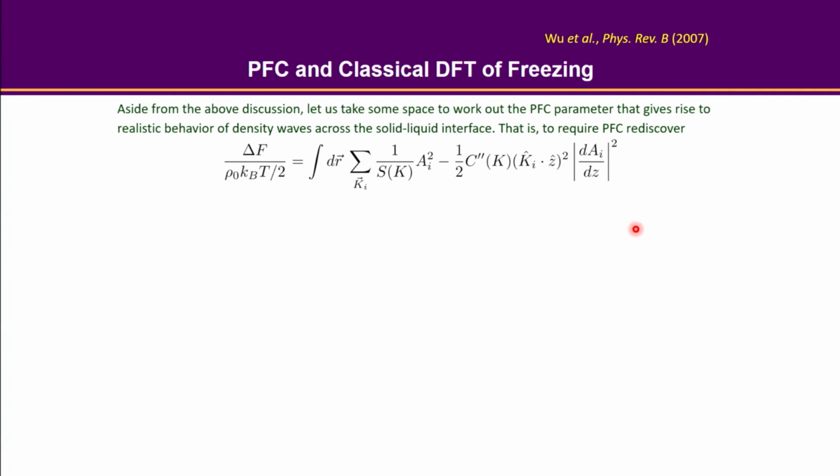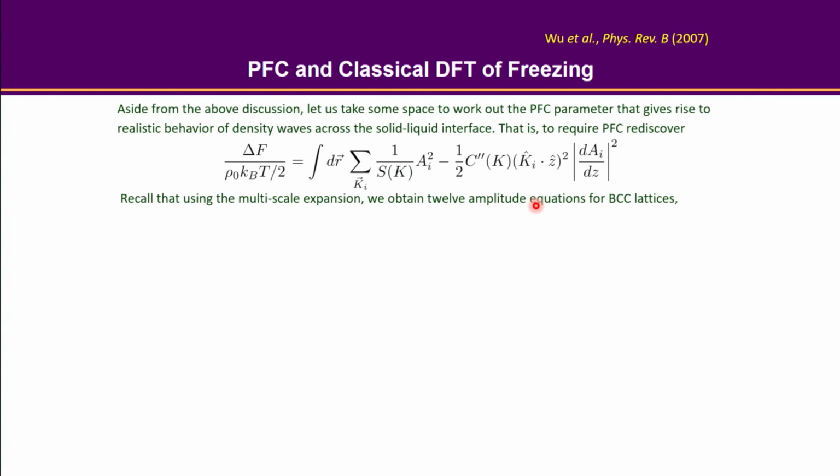Why epsilon has this relation, something divided by S of K, and also divided by the C double prime K, right? Very quickly. All right, so if we want to determine the PFC parameter epsilon, so that we rediscover the proper solid-liquid interface properties, we need at least to capture the quadratic behavior in the free energy functional. That's something we have done before, right? You are expecting this A squared term, and the coefficient is 1 over S of K. And there's an orientation-dependent square gradient coefficient over here, no problem.